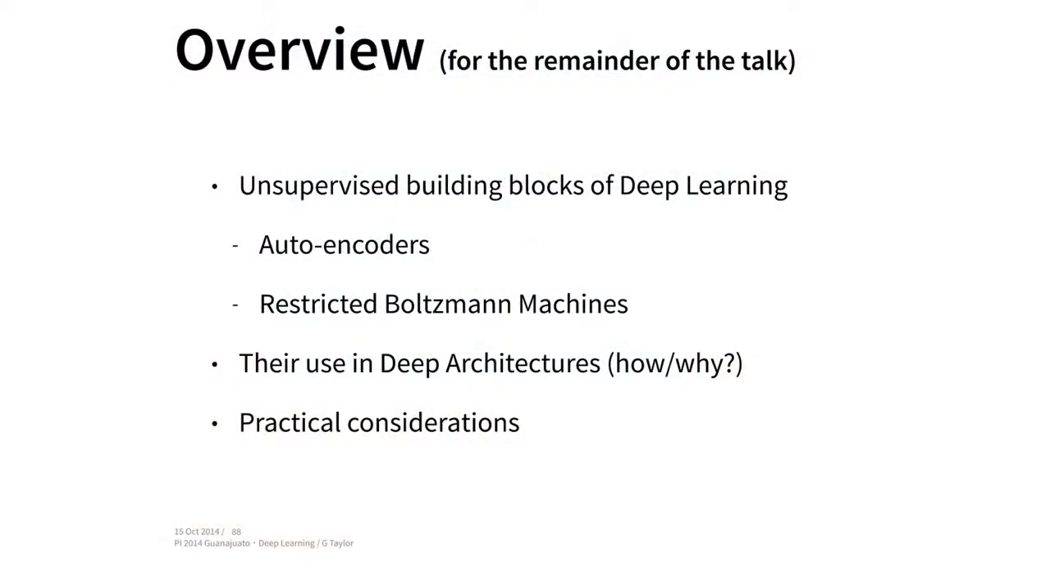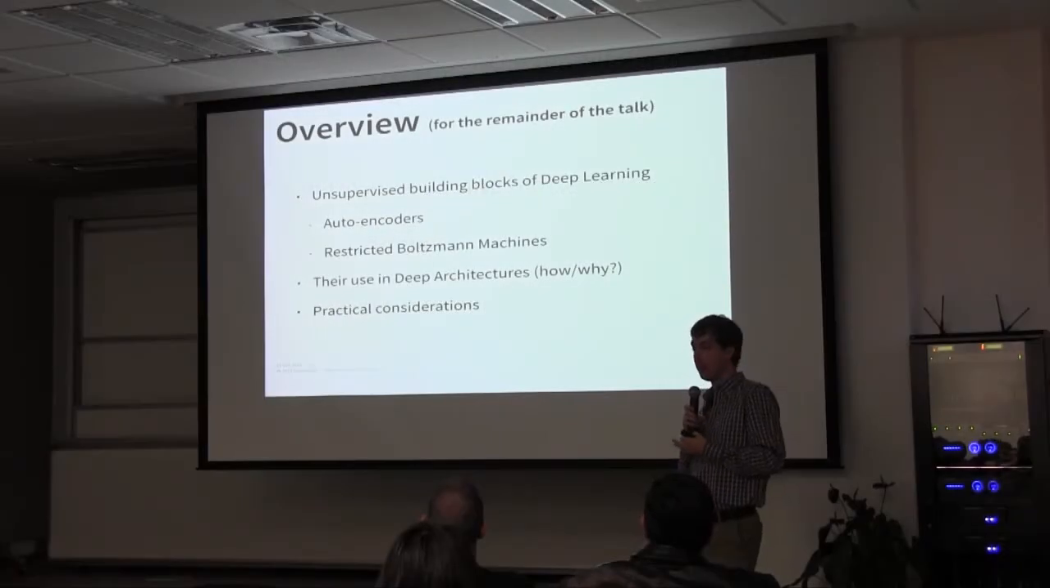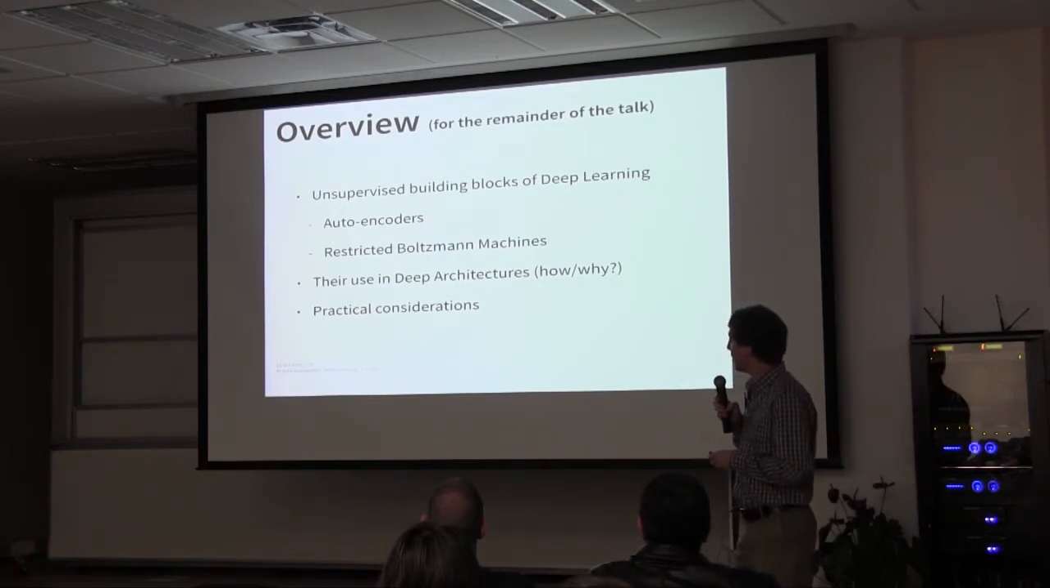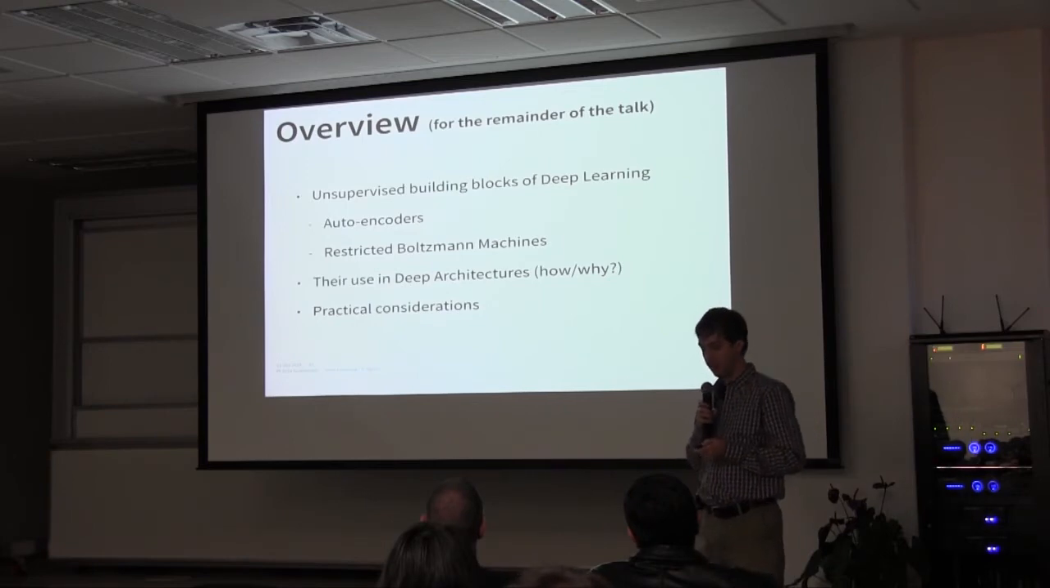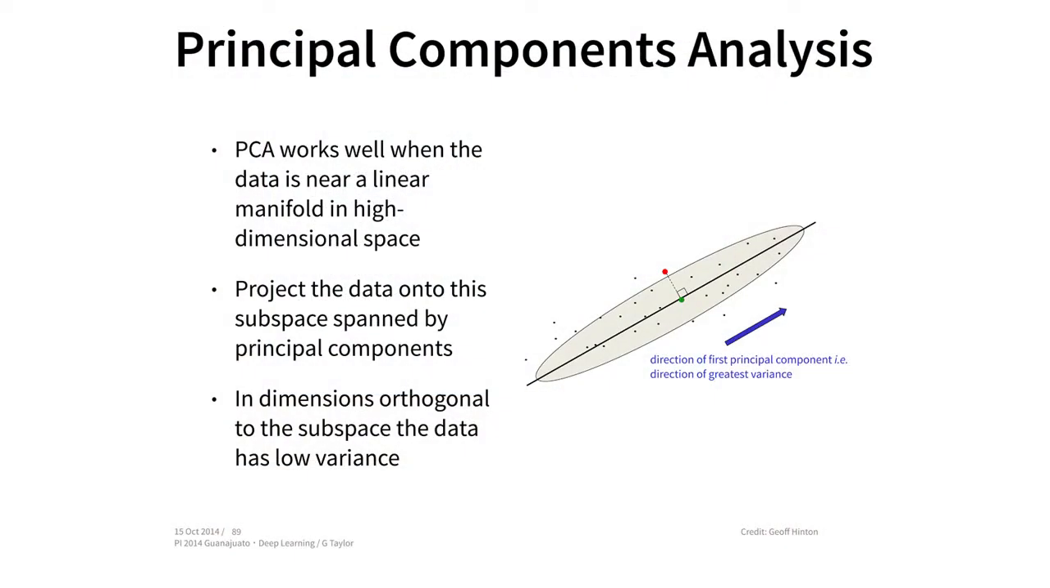For the remainder of this talk, I'm going to talk about some methods. Specifically, we're going to talk about autoencoders and restricted Boltzmann machines, which are the most popular and basic building blocks of deep unsupervised learning approaches. We're going to talk about extending these into deeper models, and then we'll also talk a little bit about some practical issues.